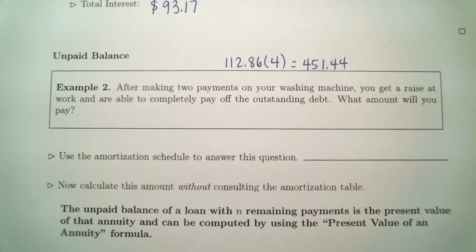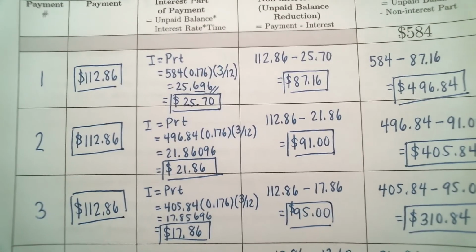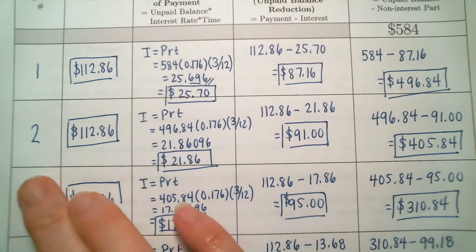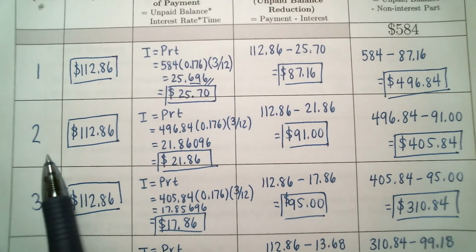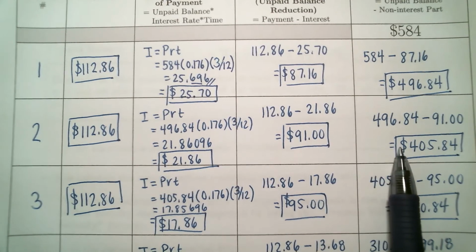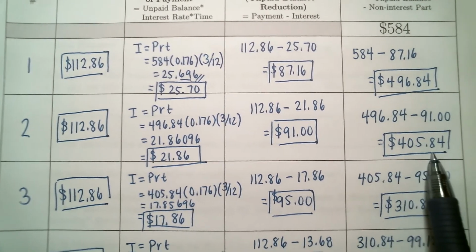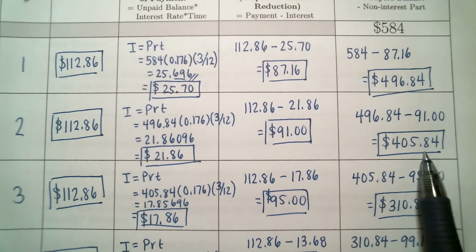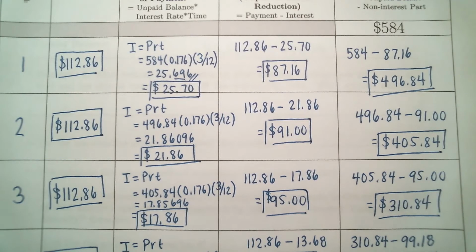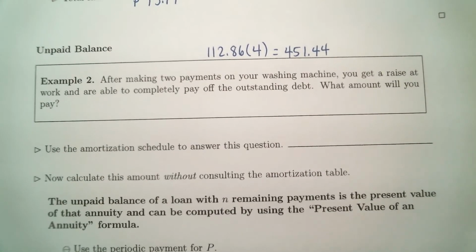Well then we go look at our amortization schedule. If we look at the line where we had payment number 2, at the very last column, after payment 2, this is how much you still owe on the washing machine. This is the unpaid balance. You only actually owe $405.84. So why the discrepancy?